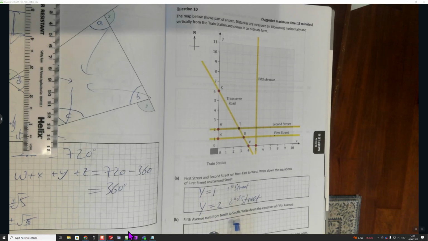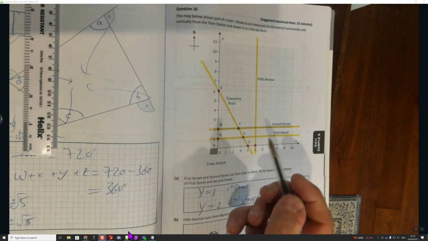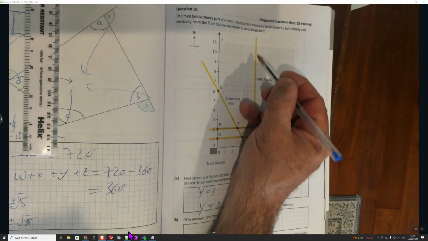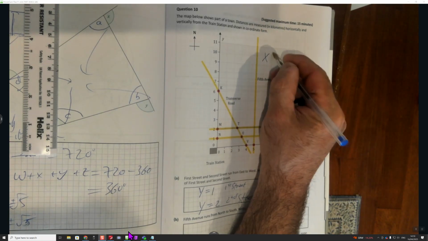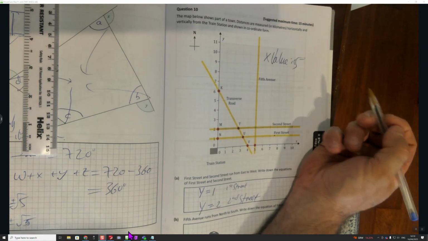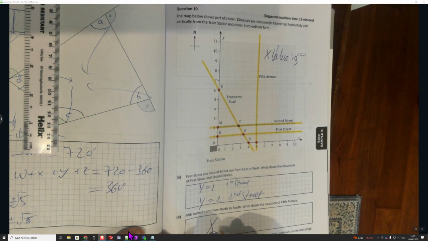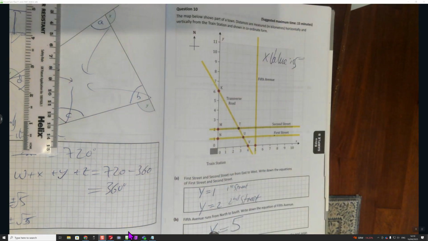Fifth Avenue runs from north to south. Write down the equation of Fifth Avenue. Now in Fifth Avenue we say that the y value is variable, but the x value is invariant. It's fixed, it's constant. X value is always 5. So here x equals 5 is the answer. That equation is the same as Fifth Avenue. Notice as well they call it Fifth Avenue and 5, so that was a nice little thing here.